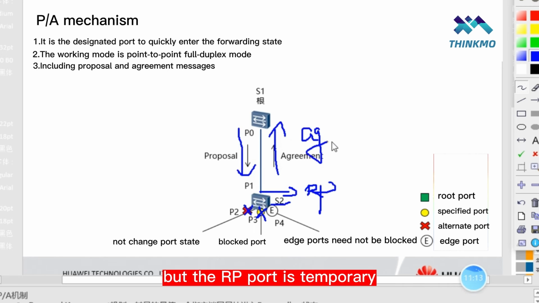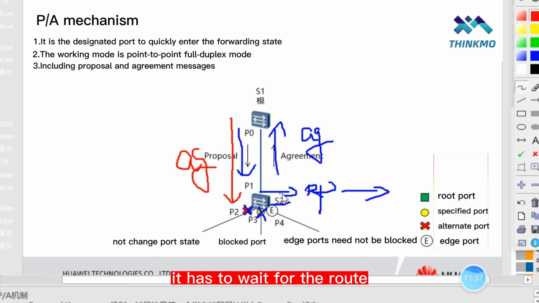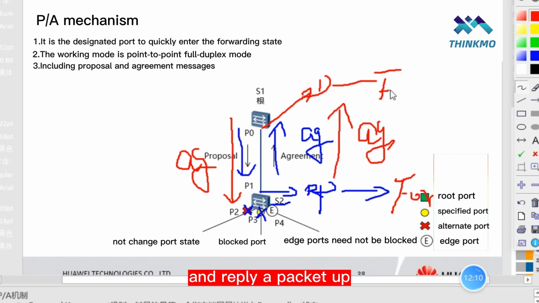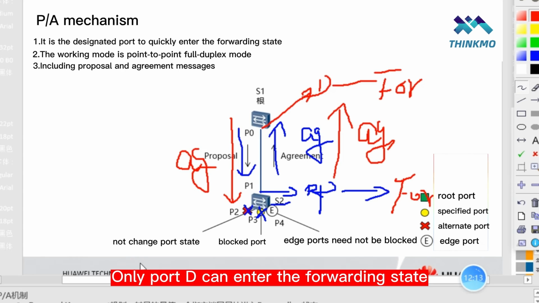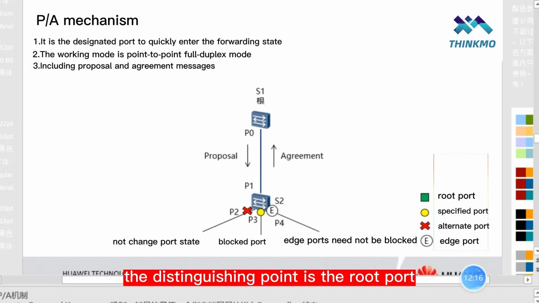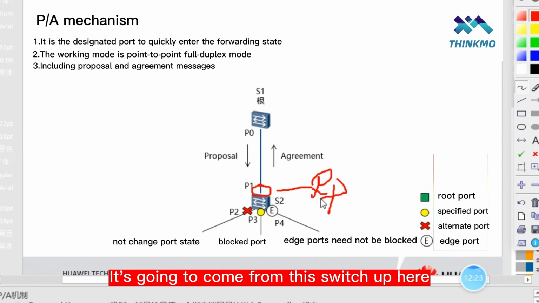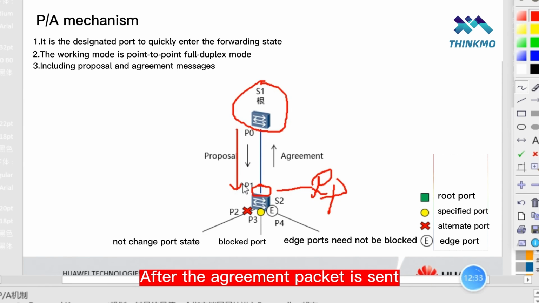But the RP port is temporarily unable to forward yet. It has to wait for the root to send the agreement packet. The notification that the RP can be changed to the forwarding state comes when it's done transforming and replies with a packet upward. Only port D can enter the forwarding state. The distinguishing point is the root port: you enter the forwarding state first. It's going to come from this switch up here, after the agreement packet is sent, to enter the forwarding state.